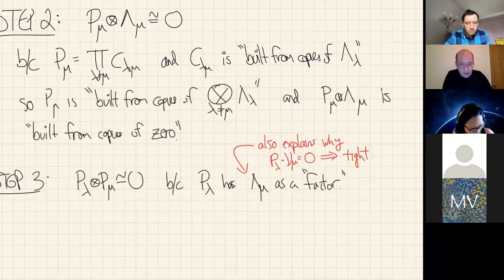Step two is to argue that, in fact, P mu is a mu eigenvector, because it's built from all these other things, and each of these is built from a copy of one of the other eigencones. So the projector is built from a tensor product of all but one of the eigencones. And so when I tensor it with the last one, I should get something which is zero by this minimal polynomial condition, that the tensor product of all of them is zero.